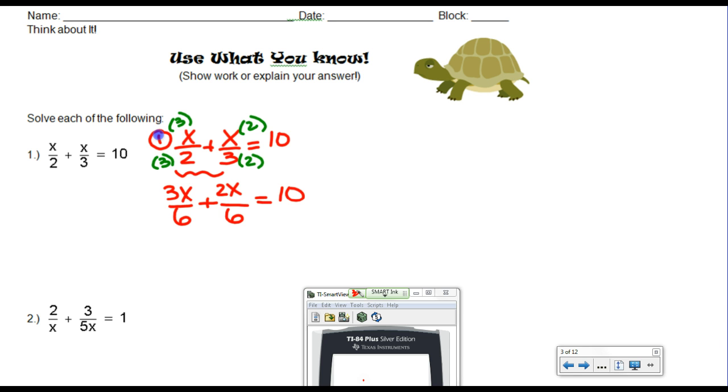Now, since those have like denominators, I can go ahead and add the two fractions together. And now we have a proportion. So if I put this over 1, we can cross multiply and divide to get our answer.